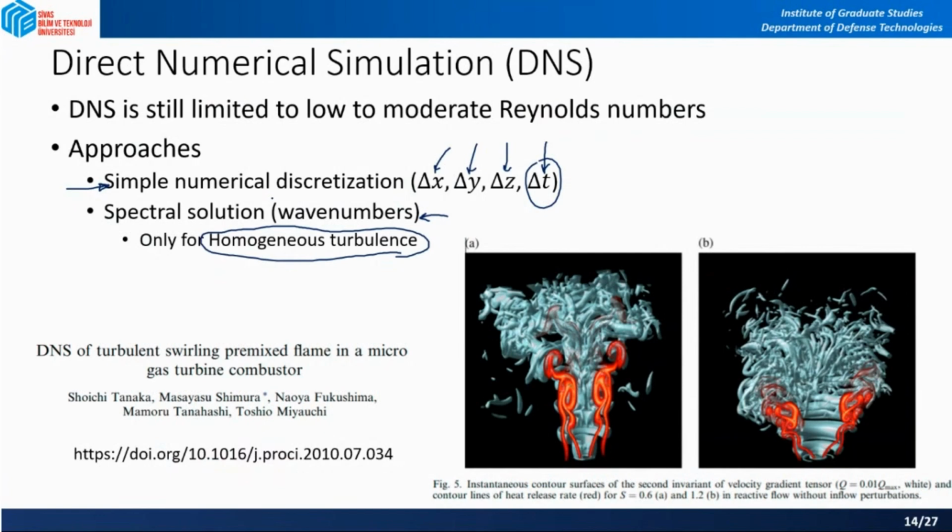But there are some studies in engineering applications that use DNS as well. For example, this is one study: DNS of turbulent swirling premixed flame in a micro gas turbine combustor. You can read about it. So there are some limited applications in engineering from homogeneous turbulence.